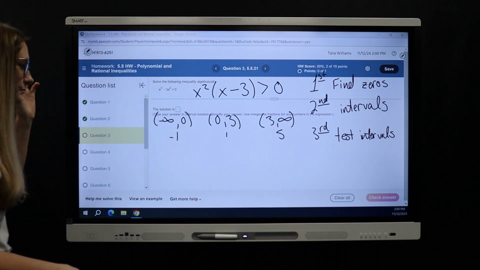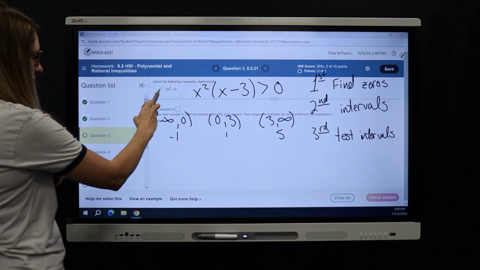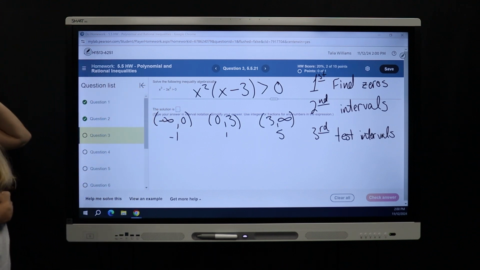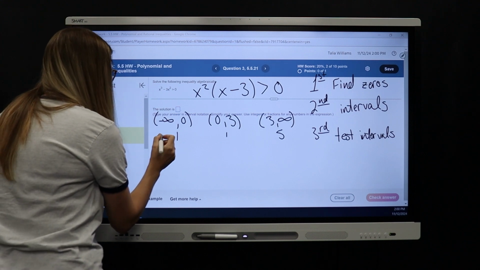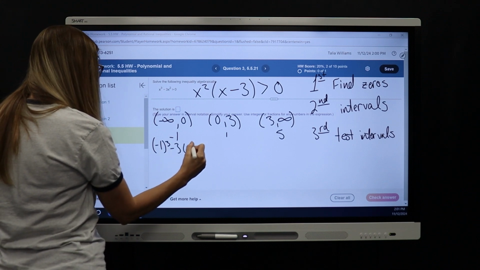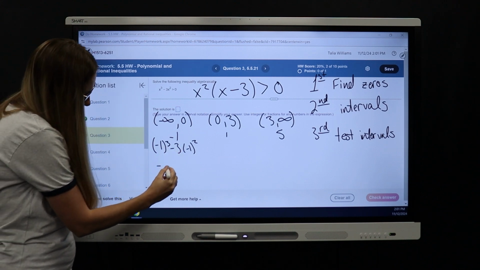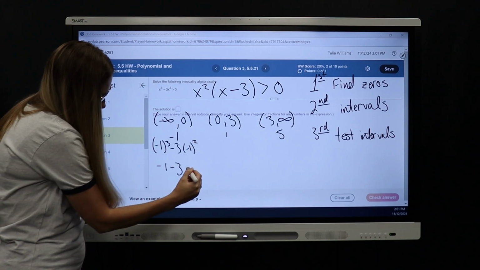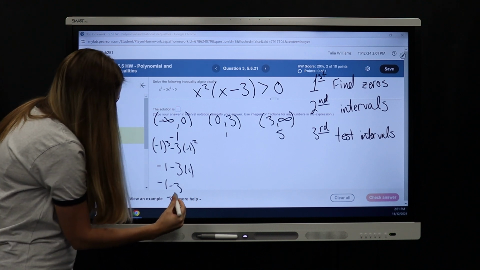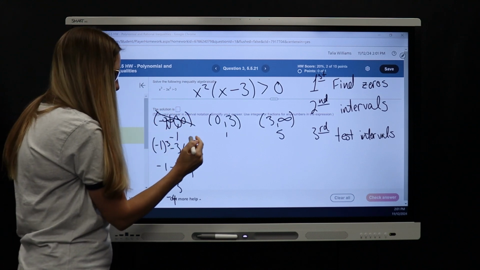Once you have your test numbers, you plug them in. You can put it into this one or this one. If you're using a calculator, it might be easier just to plug them into this one. And then test it. So -1 cubed would still be -1. Subtract 3. -1 squared is +1, so I'm going to have -1 minus 3, which is -4. Is -4 greater than 0? No. So that one's not in it.